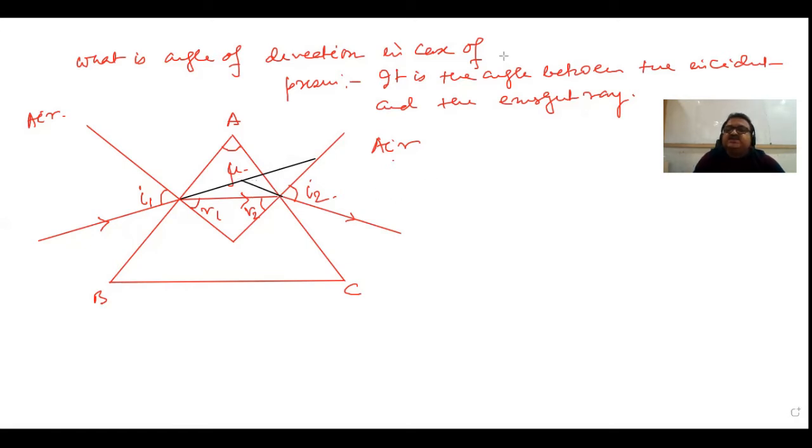Now, in this case, look, this is the path of the incident ray, the actual path, meaning the initial path along which the incident ray was initially moving, and this is the path along which the emergent ray moves. So in this case, deviation occurs along this direction. That means what direction? It is in clockwise direction, correct?